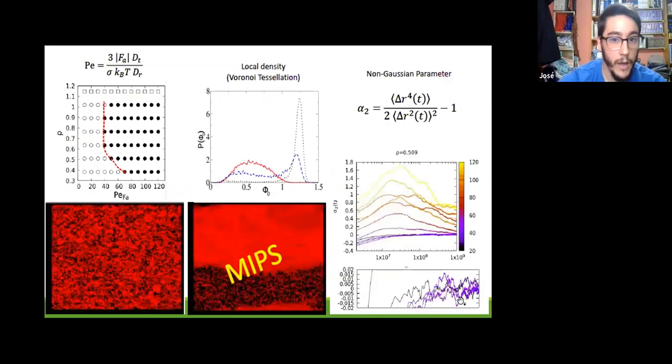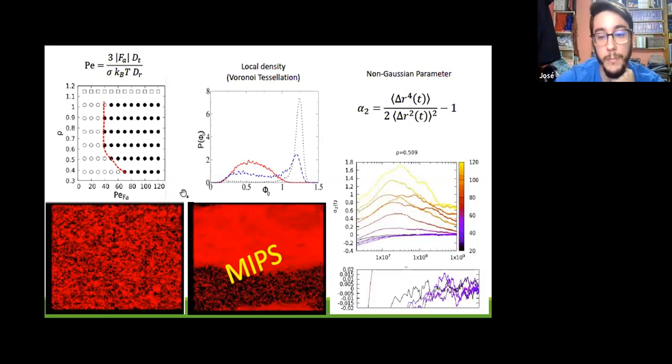Thank you. To study this kind of phase separation, we compute a phase diagram, like we can see here, density versus Peclet number, that shows us the values of these two parameters for which we can find MIPS or not. The empty dots are homogeneous phase, and black dots are mixed phase.